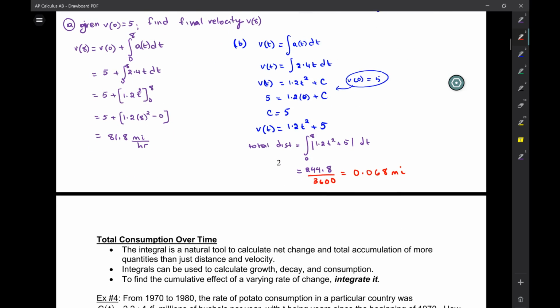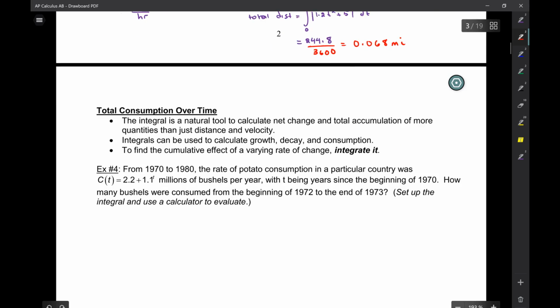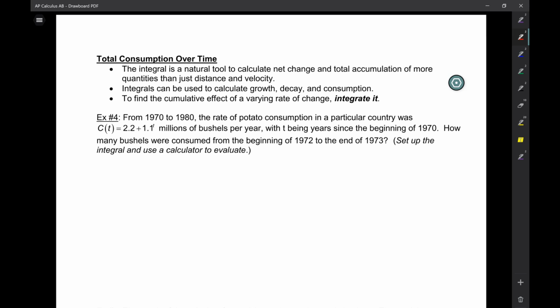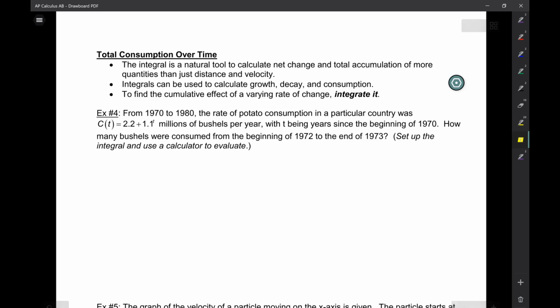Now, something is changing, and we're calculating how much of a change has occurred. But velocity and acceleration are not the only things that change. Lots and lots of other things change as well. So let's do an example of something else that's changing.